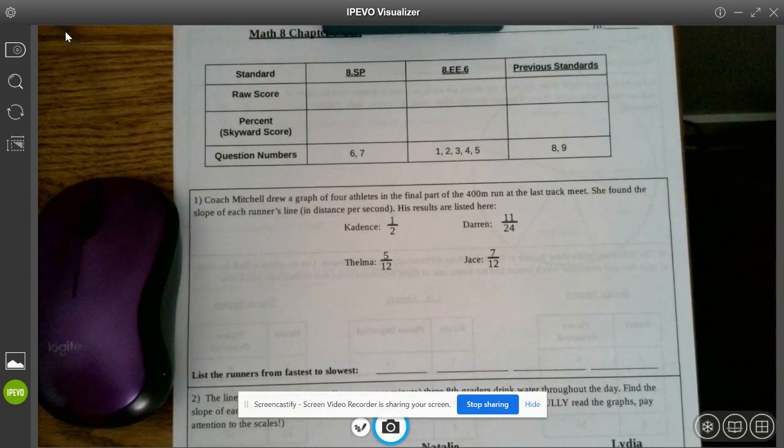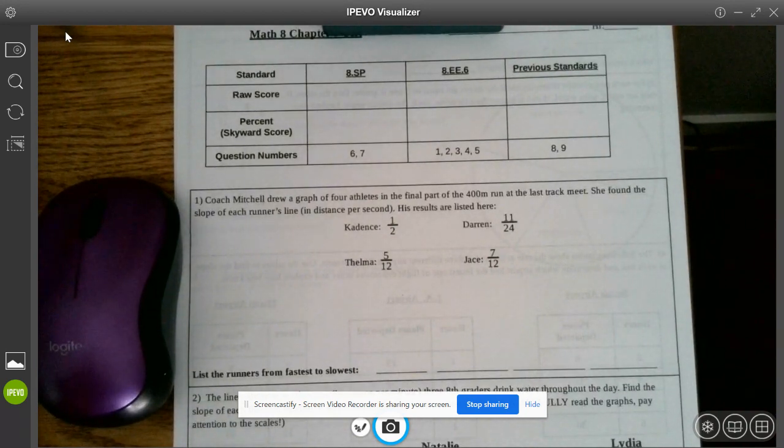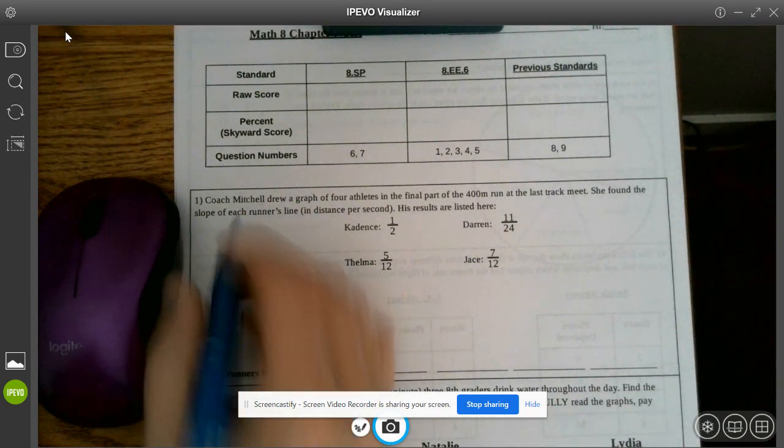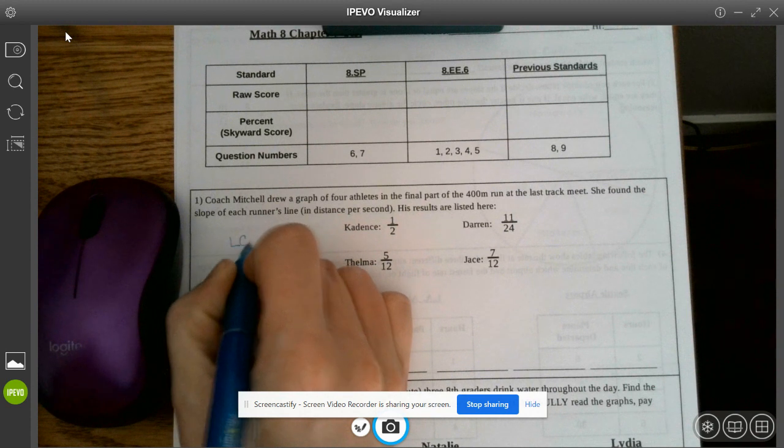In order for us to be able to compare these slopes, we really want to find a common denominator. So we're working with 4 different fractions here with a denominator of 2, 12, and 24. So our least common denominator is going to be 24.